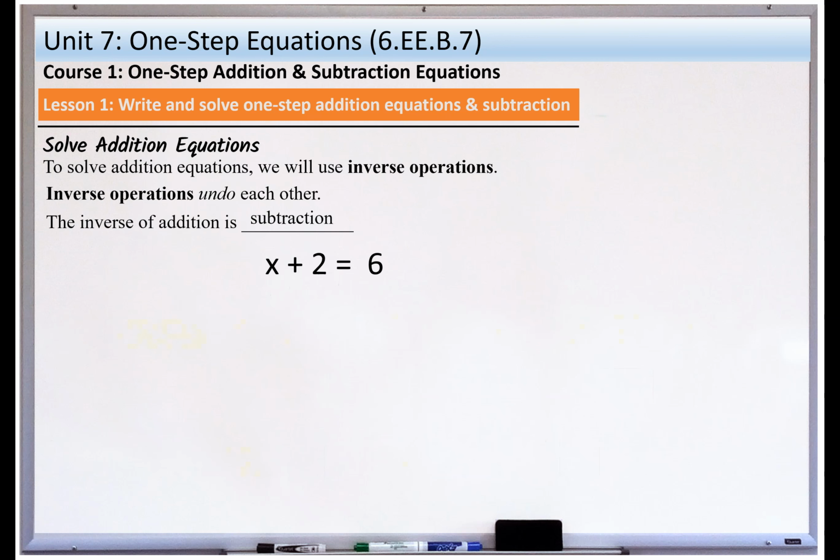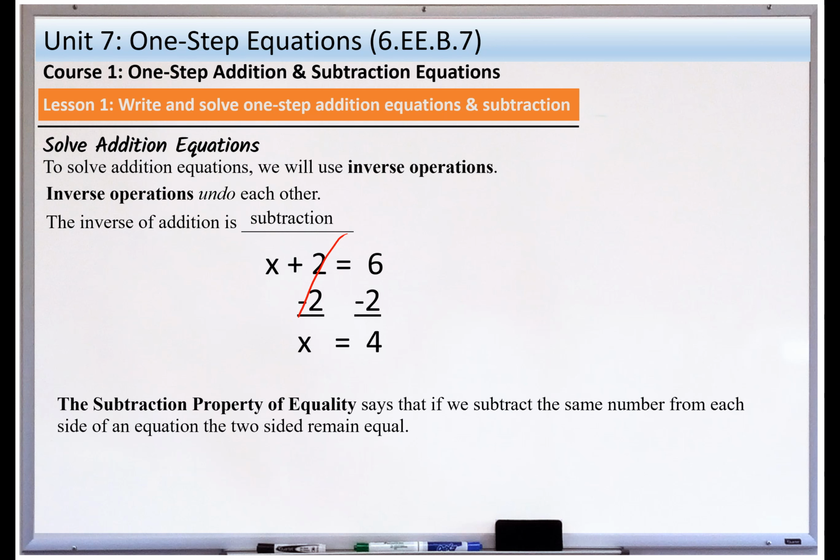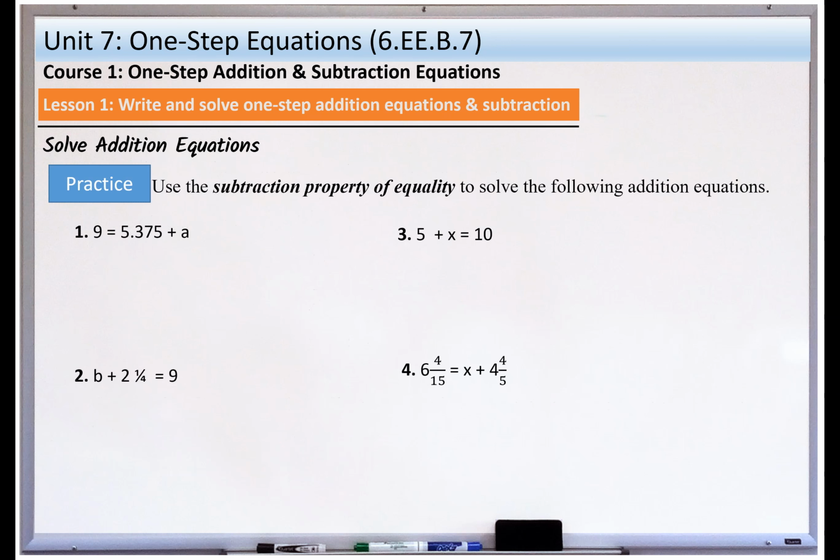Well, we can't draw pictures all the time, so we have to show this mathematically. X plus 2 equals 6. I'm going to subtract 2 from both sides. That 2 cancels out: plus 2 minus 2 cancels out. X equals 4. The subtraction property of equality says that if we subtract the same number from each side of an equation, the 2 sides remain equal. So what we do to one side, we must do to the other side. We subtract from both sides.